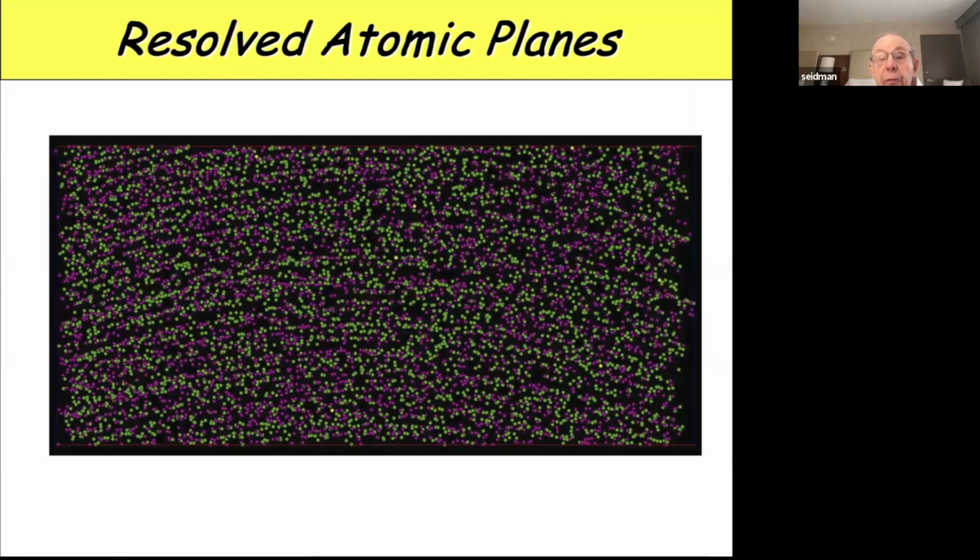And now here is the same specimen. Once again, you have 2 types of atoms, indium and arsenic atoms. And I just want to emphasize that each spot that you're seeing is genuinely a single atom. So it has single atom sensitivity.